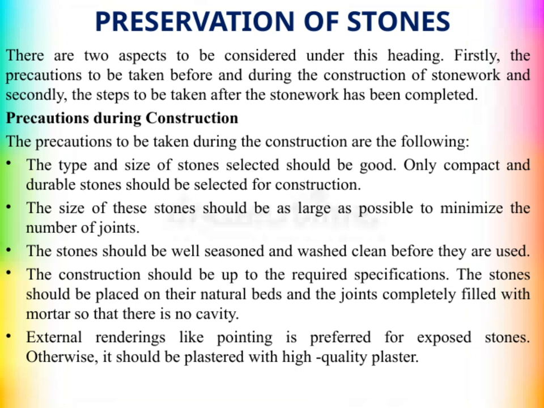When it comes to the construction process itself, it should meet the required specifications. The stones should be placed on their natural beds, and the joints must be completely filled with mortar. This prevents cavities, which could weaken the structure. For exposed stones, external renderings like pointing are preferred because they provide a better finish and protect the stones from weathering. If not pointed, then the stones should be plastered with high-quality plaster to ensure durability and a neat appearance.